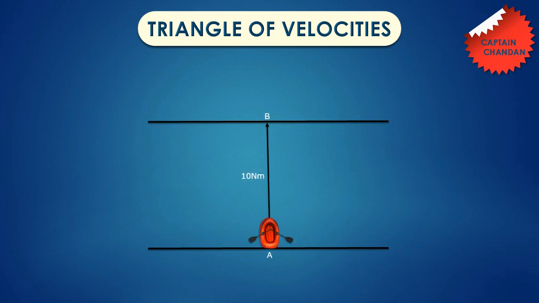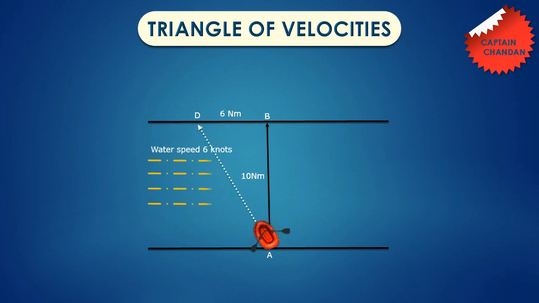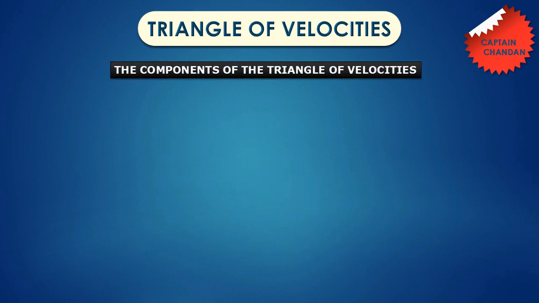But the boat has to go to position B, even though there is a water speed of 6 knots. So we have to point the boat to a new position, that is D. We can calculate the angle, heading and track. This is an example of how an aircraft flies if there is wind. The components of the triangle of velocities.